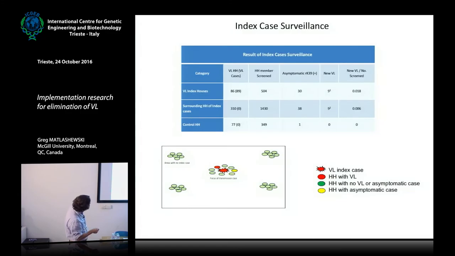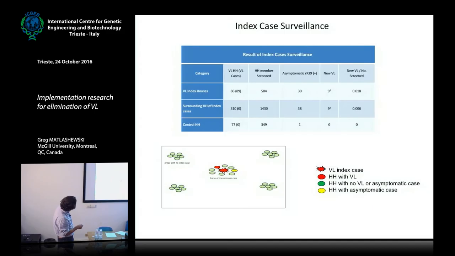So the way we can see this, and this is ongoing, we still have to do larger numbers, but the way it's shaping up is that this red here is a VL index case, and these are houses around it, and the houses around it are more susceptible to getting VL. So you have new cases of VL in the surrounding houses, and new asymptomatic cases in the surrounding houses. So it's like microepidemics occurring around the index case, whereas if you go far away from the houses, we're not seeing a lot of transmission or new cases in this area.